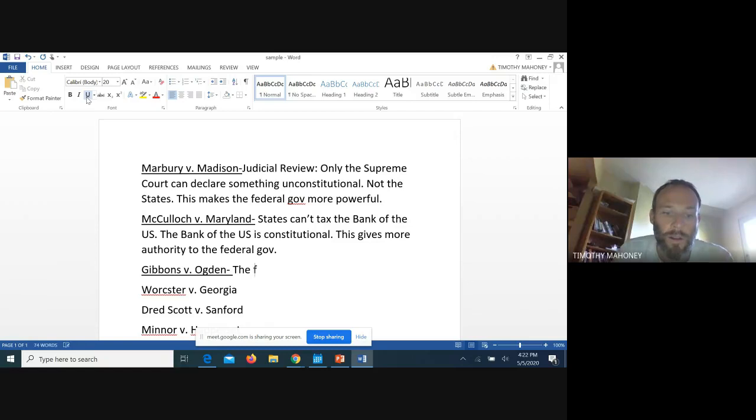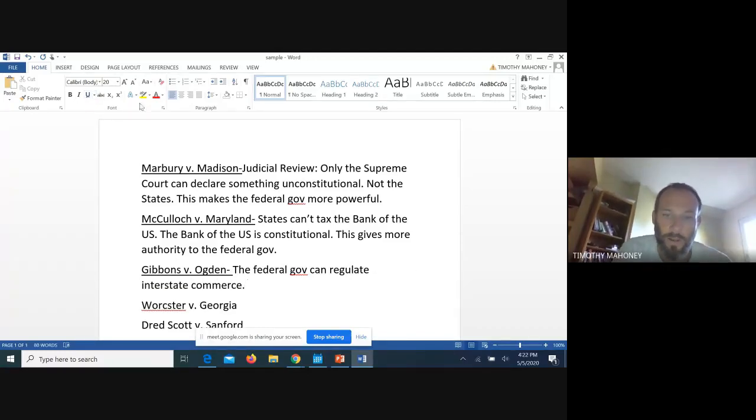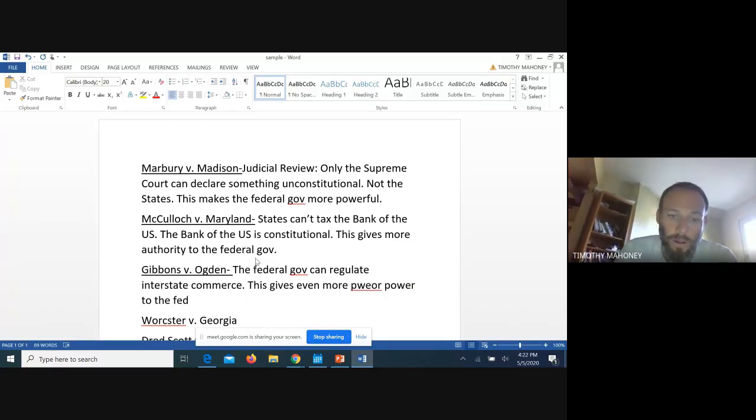The federal government can regulate interstate commerce. Hopefully you guys know what that phrase interstate means. It means it occurs between two states. If you are located in the state of California and you do business in Texas and Georgia, you are engaged in interstate commerce. The federal government can regulate you. This is even more power to the Fed.